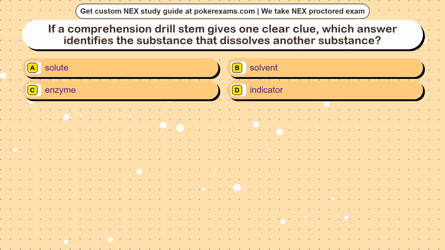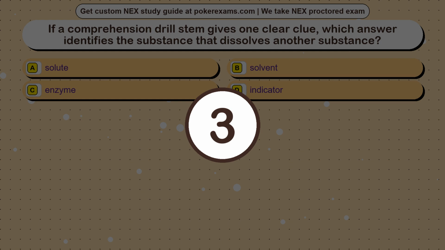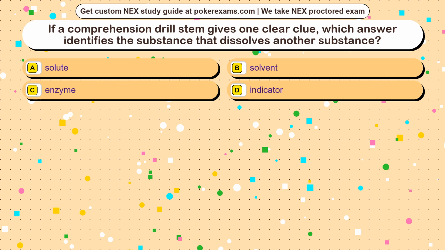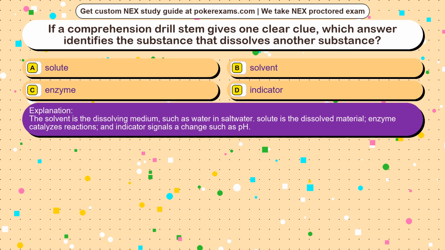Question 4. If a comprehension drill stem gives one clear clue, which answer identifies the substance that dissolves another substance? Option A, solute. Option B, solvent. Option C, enzyme. Option D, indicator. The correct answer is option. The solvent is the dissolving medium, such as water in salt water. Solute is the dissolved material, enzyme catalyzes reactions, and indicator signals a change such as pH.